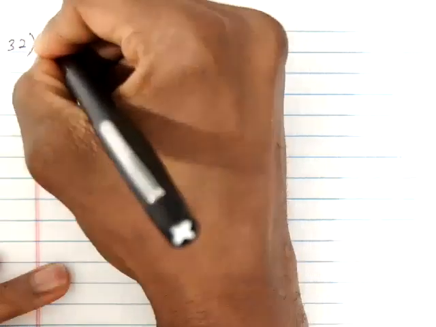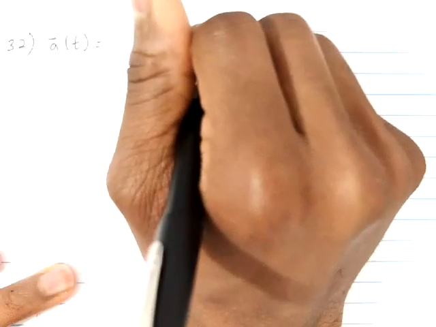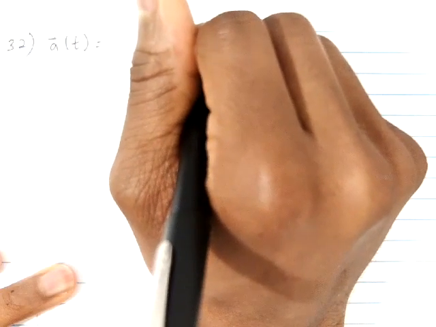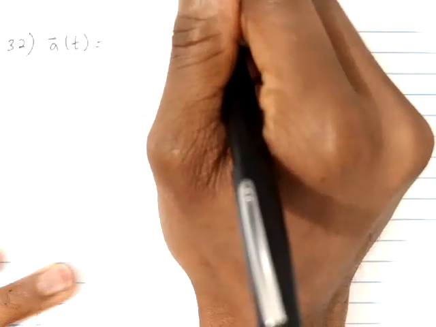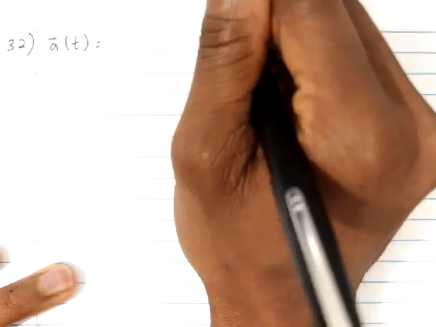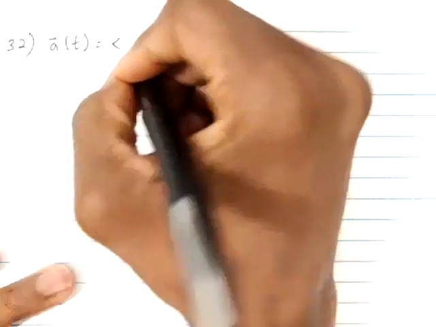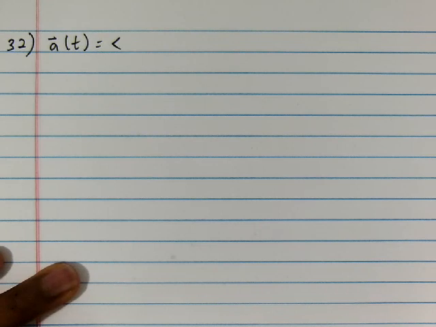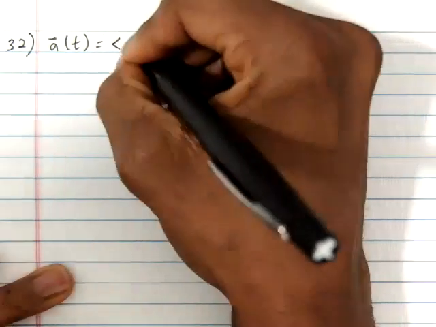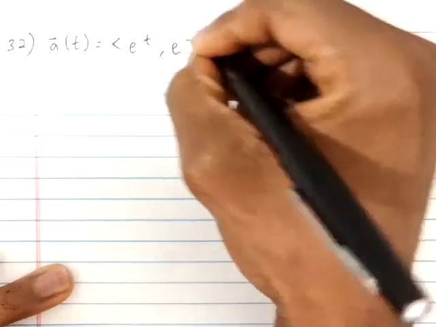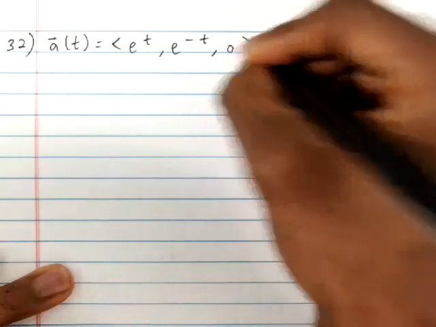They tell us that a of t equals, so one thing to be cognizant of is that in this a of t we only see an i and a j, but you have to look at the entire problem, and there's a k in the initial velocity. So I need my a of t to have a k component as well if I'm going to use these pointer brackets. So e to the t, e to the negative t, and then 0.